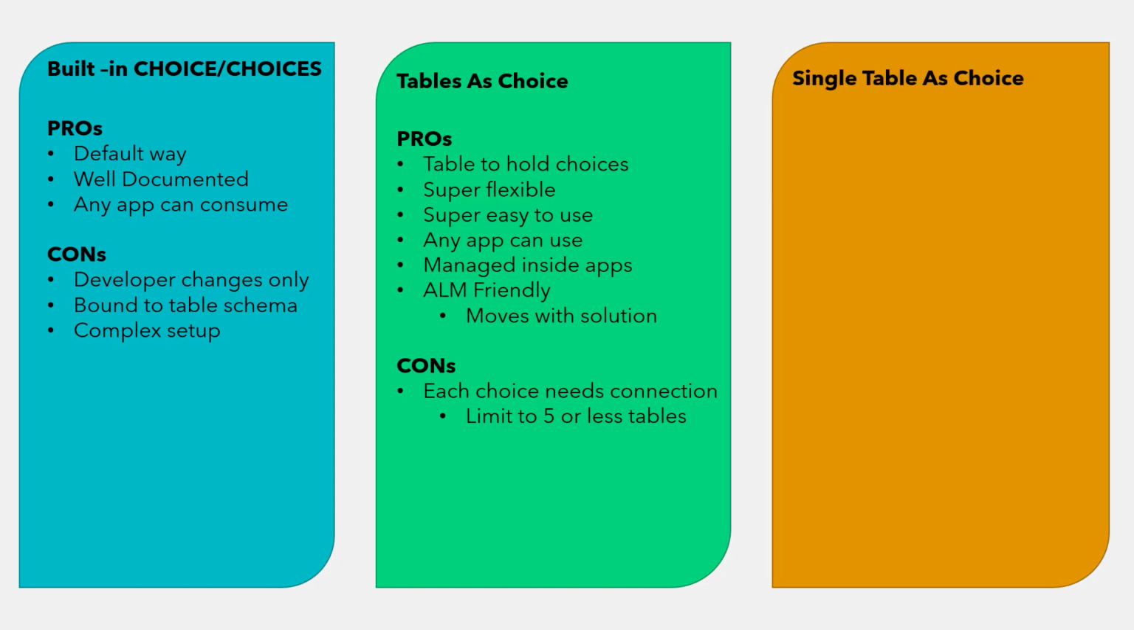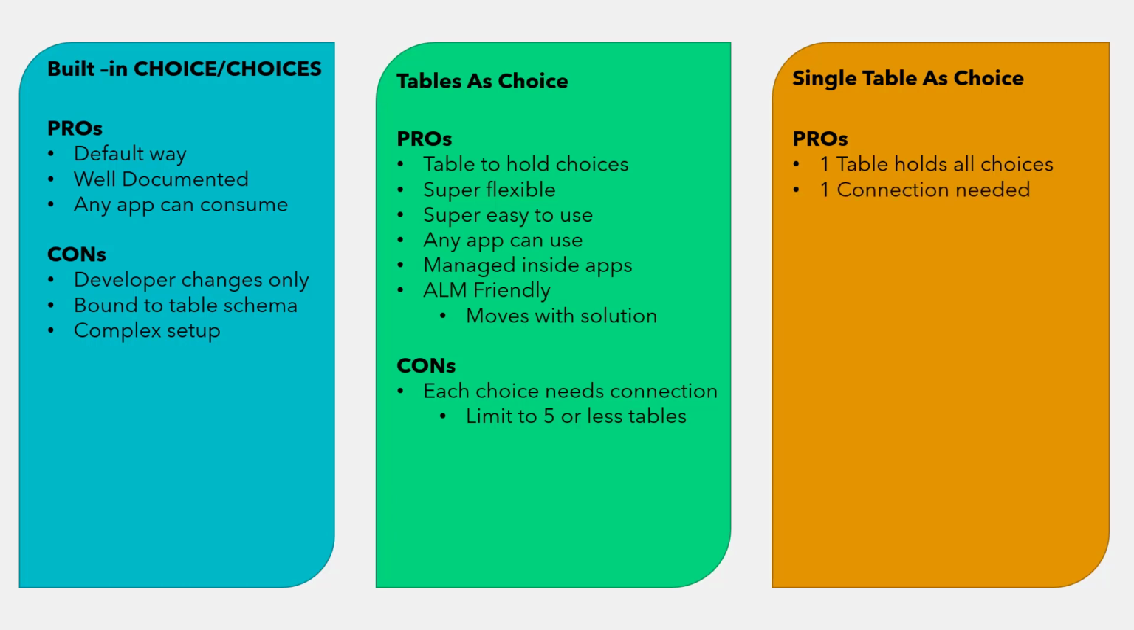Okay, let's move on to the third and the final choice. This is not apparently so clear because this is some advanced architecture on how to do table as a choice. We're going to use a single table as a choice. The pros are pretty much all of the same, but one of the biggest ones is that one table will hold all of your choices that you come up with.